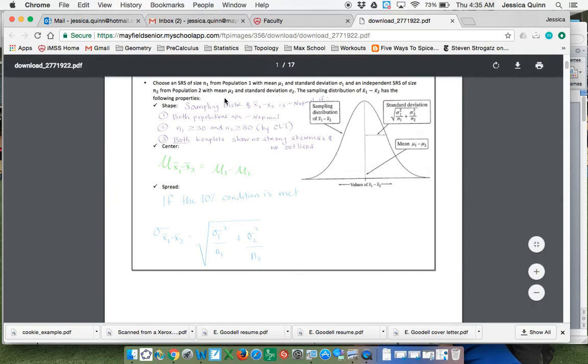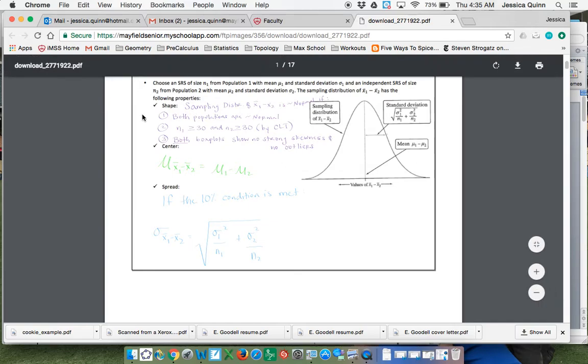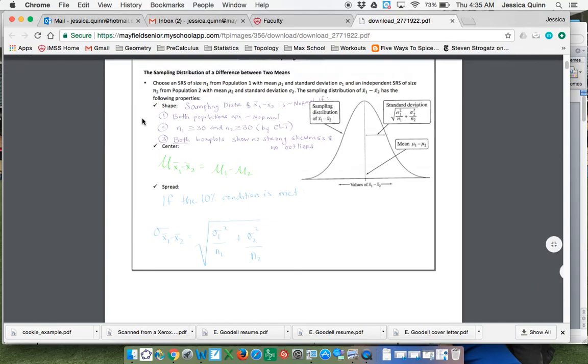So shape. We want to determine if the shape of our sampling distribution will be approximately normal, and there are three ways to do that. This is just like the three ways that we learned about in chapter 9. So again, the easiest would be if the population is approximately normal, but this has to be true for both of the populations that we took samples from. The next thing that we could check is that both of our sample sizes are greater than or equal to 30. Then by the central limit theorem, our sampling distribution would be approximately normal.